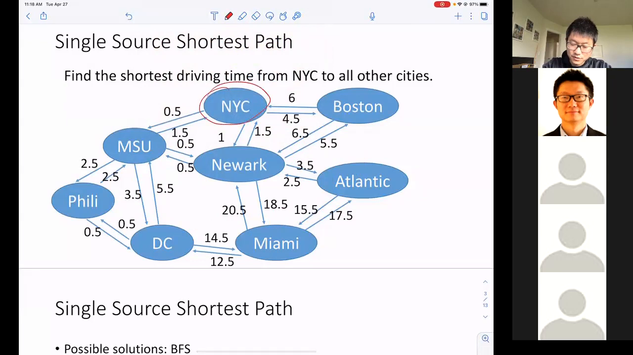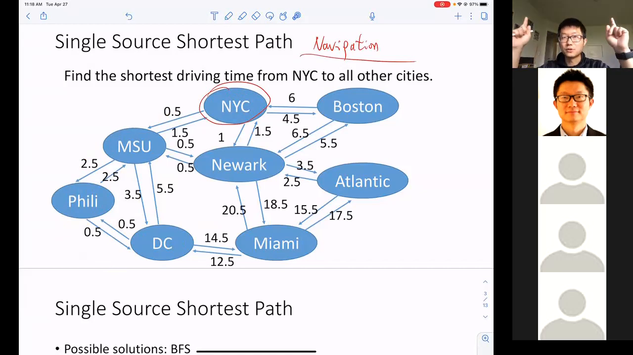New York is our source node, and so the single source shortest path algorithm is going to be able to find the shortest path from New York City to all the other places. Okay, so again, the output is the shortest path from the source node to all the other nodes in the graph. And actually, this is what most navigation software use.